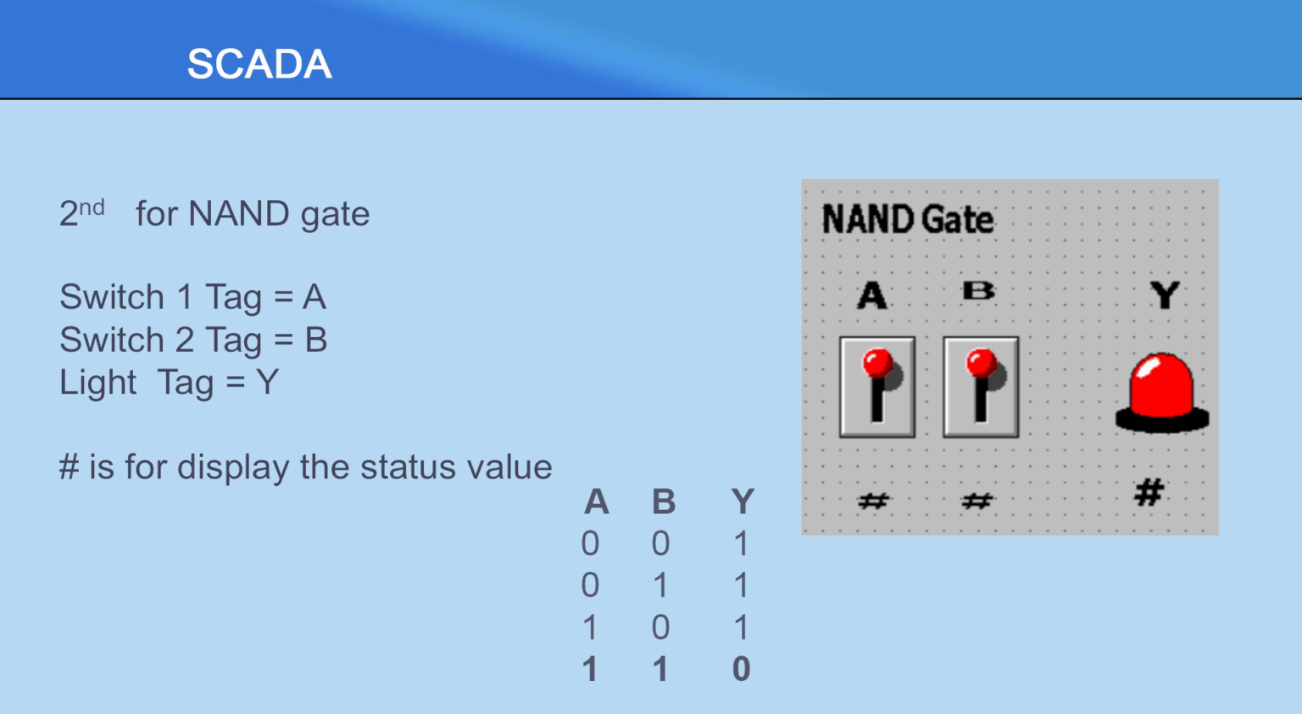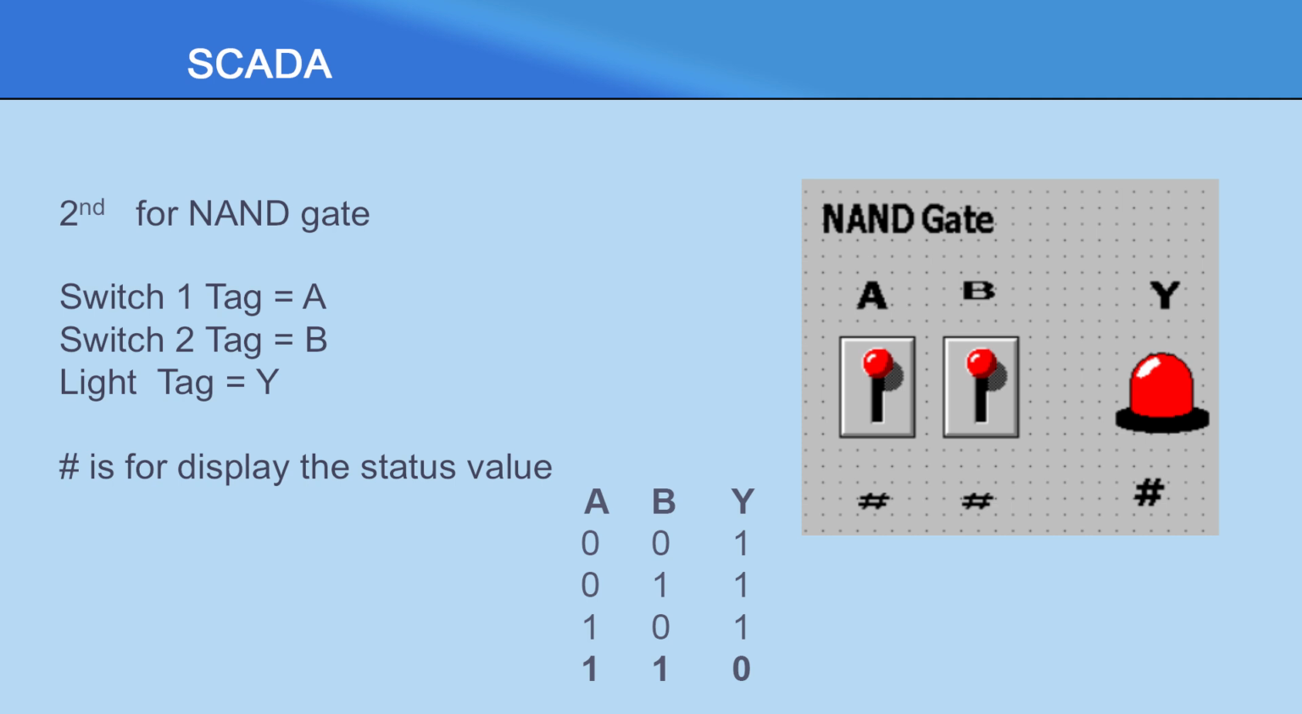Now, for the NAND gate. Simple. Here are another two switches A and B, and the output indicator with the tag name Y. We know the NAND gate operation: when both the inputs are 0, output is 1. When A is 0, B is 1, output is 1. When A is 1, B is 0, output is 1. When both are high or 1, output is 0, which means we want output 0 when both inputs are 1, and for the rest of the other cases my output is high.